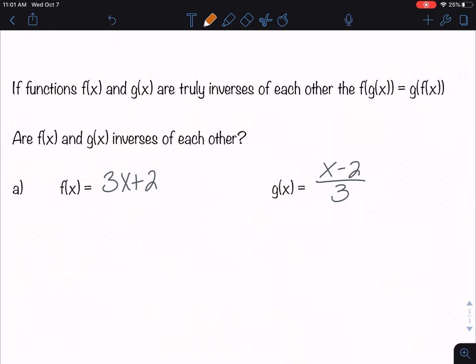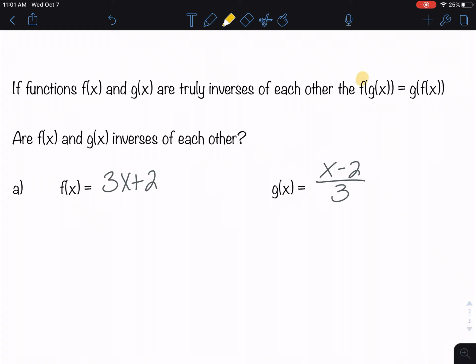We also have a property about inverse functions that states that if they are truly inverses of each other, then their composition of functions are equal to each other. So I can prove that two functions are inverses of each other by showing that the composition of functions are equal to each other. So to prove that f of x and g of x in this example are inverses, I'm going to calculate both f of g of x and g of f of x.